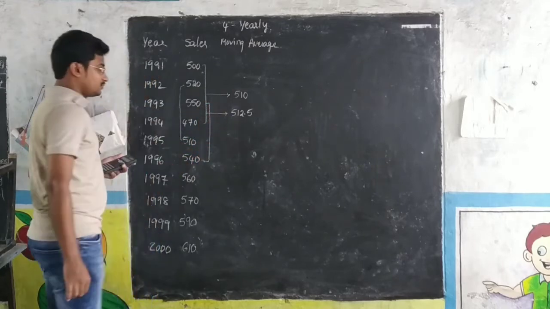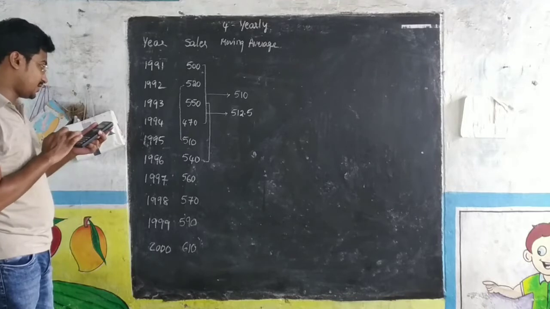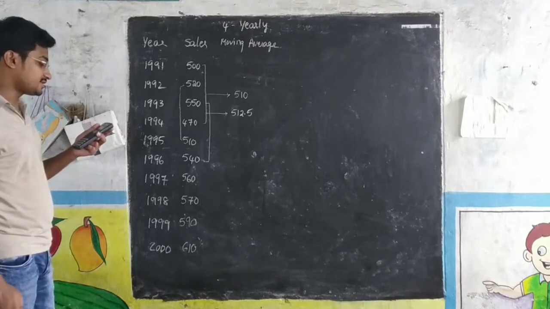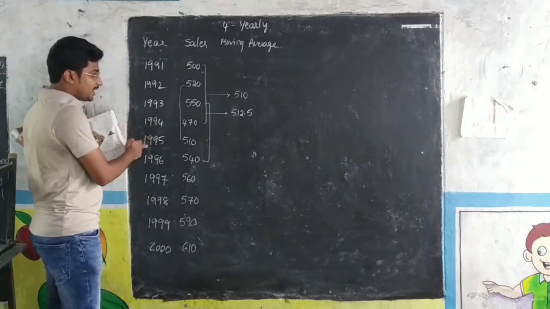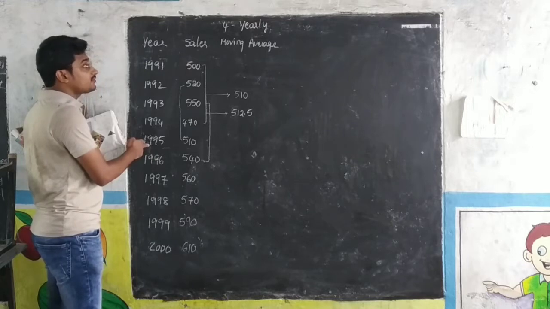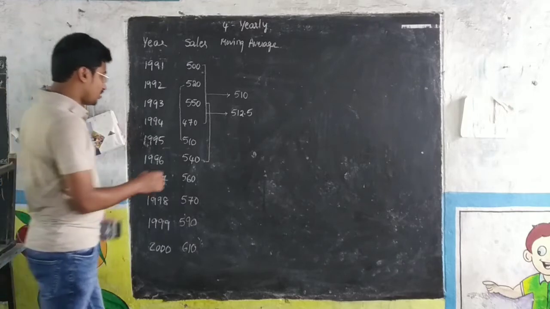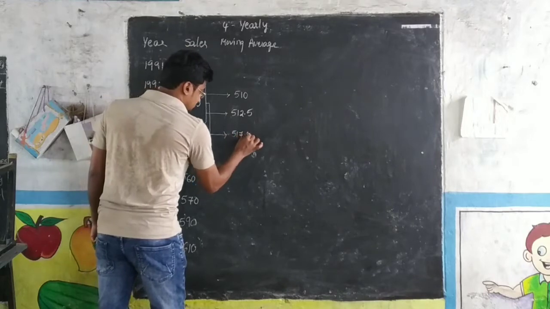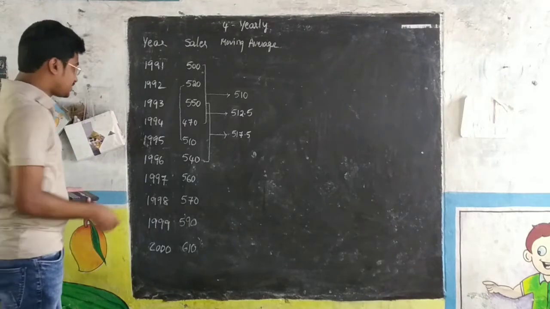Next 4 years. 550 plus 470 plus 510 plus 540 divided by 4 is 517.5. Now the middle years are 1994, 1995. Place that 4 yearly moving average value in between the middle years. The average value is 517.5. Next 4 years.